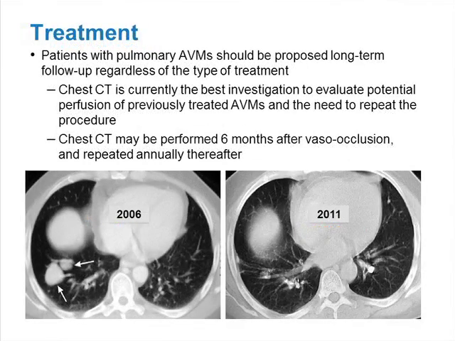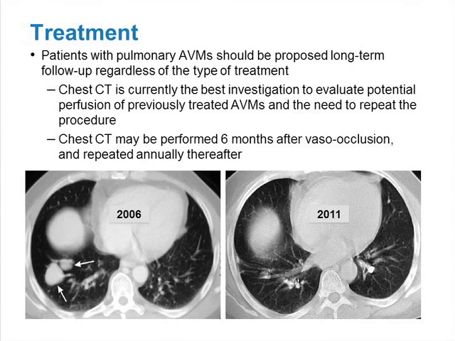And on the flip side, here's another long-term result, a patient that was seen in 2006. You can see the AVM here with the arrows, coiled off, comes back in 2011, screening visit 5 years later, and still remains coiled off. So patients with pulmonary AVMs should be offered long-term follow-up regardless of the type of treatment. What's the best way to follow up?